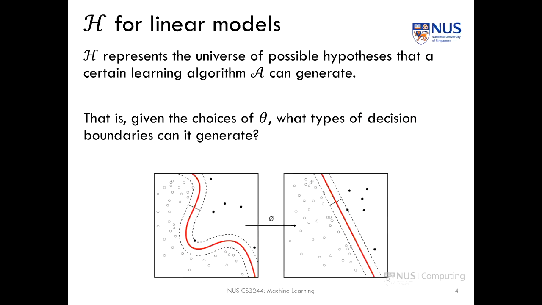So let's start by talking about linear models and their hypothesis space. Recall in Lecture 1 we introduced script H, which stands for the hypothesis space of a model. It represents the universe of possible hypotheses that a certain learning algorithm can generate. When we think about linear models, we can think about what types of choices or parameters we are going to change in order to get a different hypothesis. We're going to call these parameters theta, which we talked about before. And given these choices of thetas, what types of boundaries can it generate?